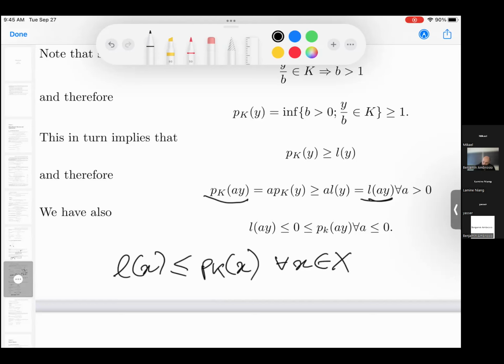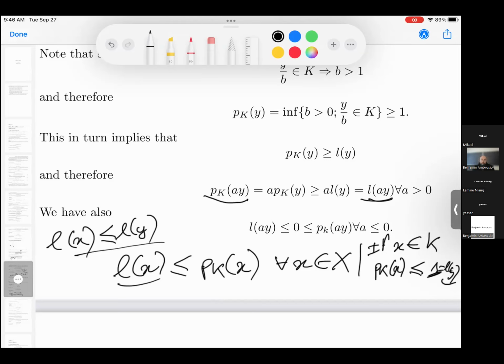And now if x belongs to K, you have that Pk of x is less than 1. So you obtain that, and this is L of y. So combining here with that, you have the conclusion of Theorem 4, which is L of x less than L of y.